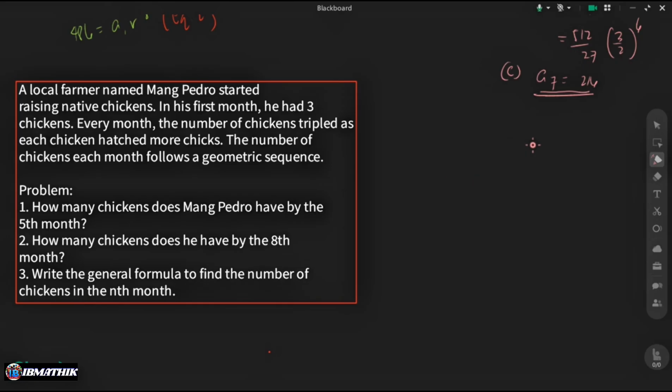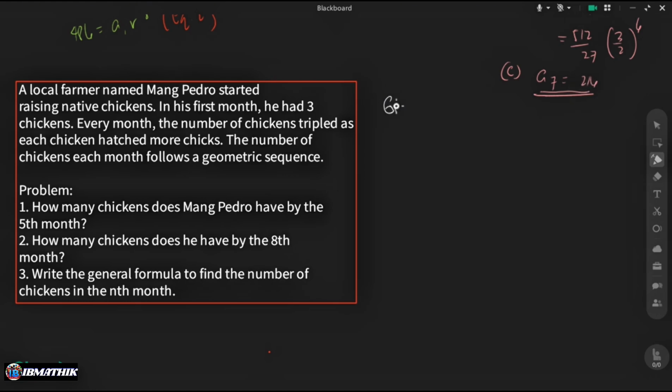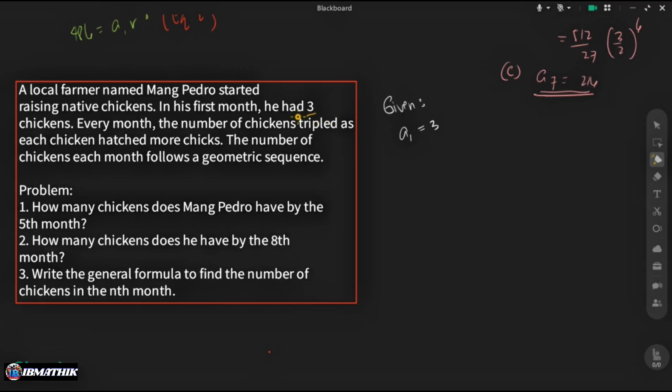So let's write all the given first. Based on the problem, the first term is 3 chickens. And the common ratio is tripled. The chickens tripled every month. So we have 3.